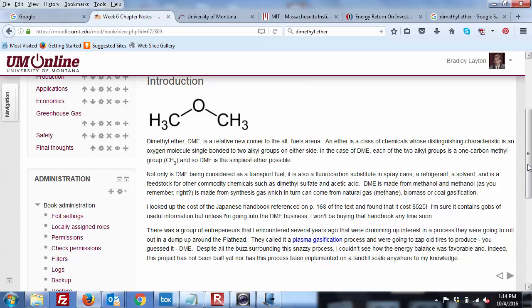Transportation fuel, fluorocarbon substitute in spray cans. Okay, that's good, so it's got good thermal properties. Refrigerant, solvent, feedstock for making dimethyl sulfate and acetic acid, which is, no, that's not a vitamin. Dimethyl ether is made from methanol, and methanol is made from synthesis gas, which can come from natural gas, biomass, or coal gasification. Okay.